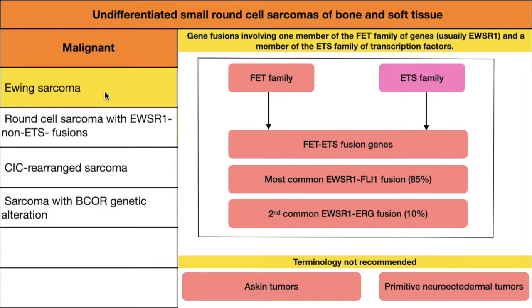So if we talk about the Ewing sarcoma, they are characterized by gene fusions involving one family member of FET and the other from the ETS family. It is usually FET and ETS fusion genes. Most common is EWSR1 and FLI1 fusion, which is almost 85%. And the second most common is EWSR1 and ERG fusion, which is almost 10%. Now, the previously used classifications, Askin tumors and primitive neuroectodermal tumors, are not recommended by WHO now.